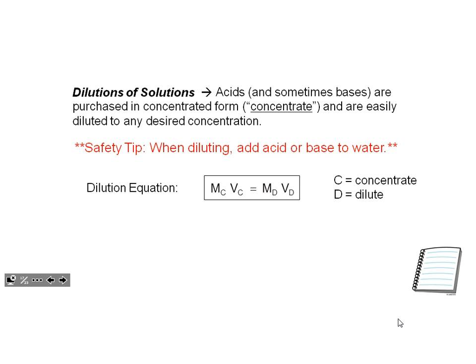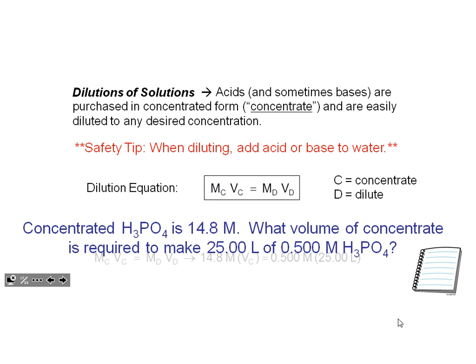So C is like the concentrated, D is the diluted. I worry less about that and worry more about just have I linked my 2 together. Is my M with the right V? Is my V with the proper M, okay? So we're going to do 3 problems on the right side right now.